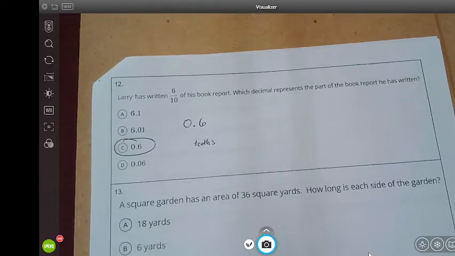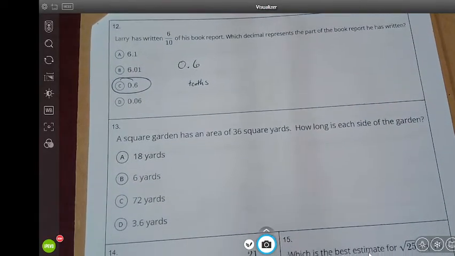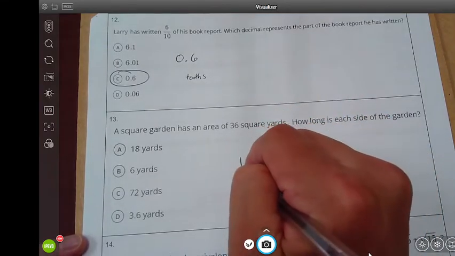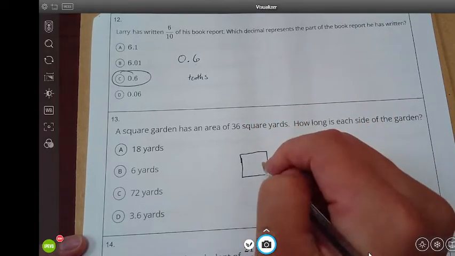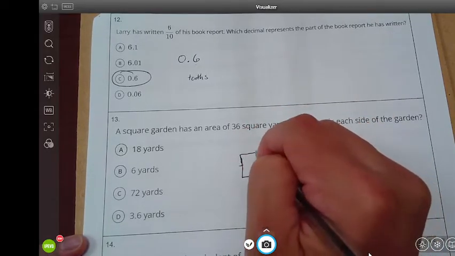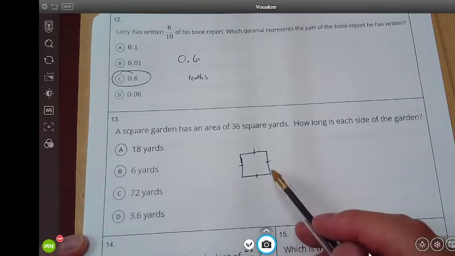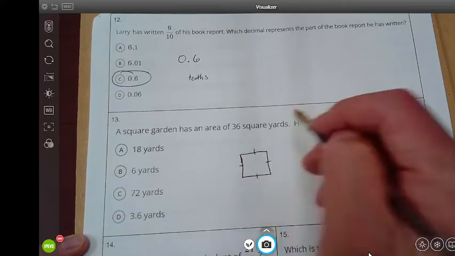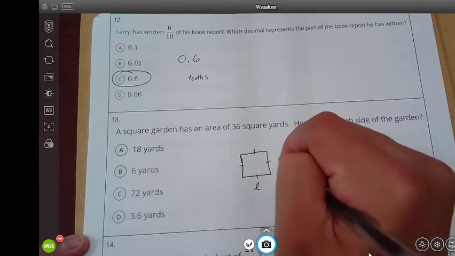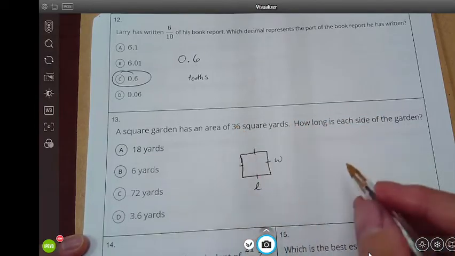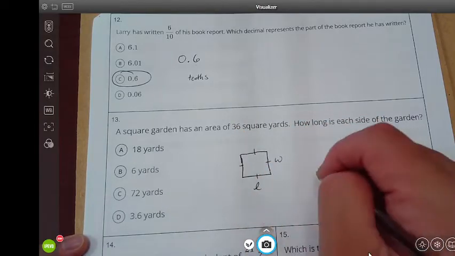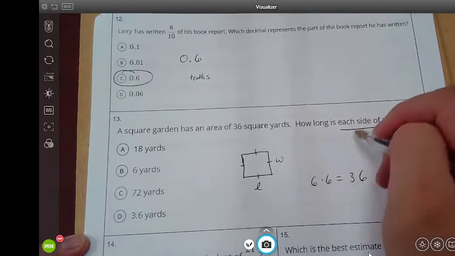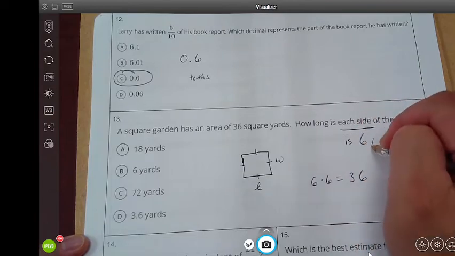A square garden has an area of 36. How long is each side of the garden? All right, so we have a square garden, so all the sides are the same. We multiply the length and the width, which are going to be the same, and we get 36. Length times width has to be 36, and they also have to be the same number. 6 times 6 is 36. So each side is 6 yards.